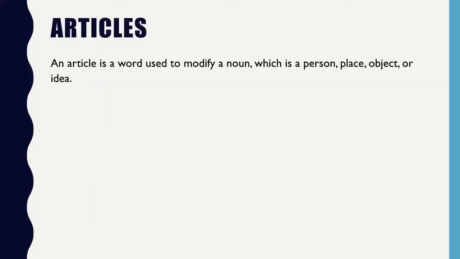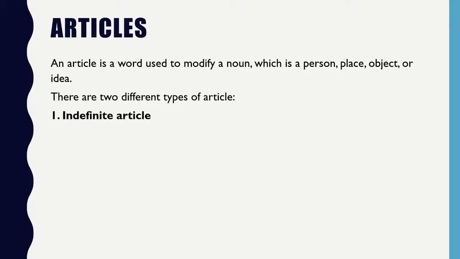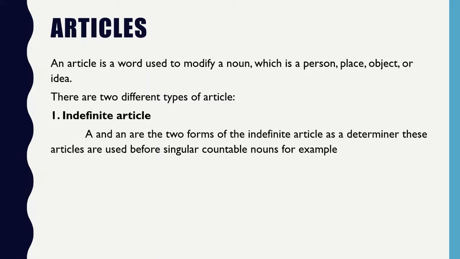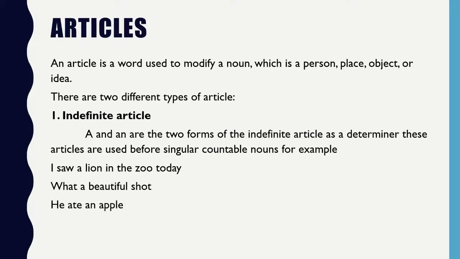Articles. An article is a word used to modify a noun, which is a person, place, object, or idea. There are two different types of article. First, the indefinite article. A and an are the two forms of the indefinite article as the determiner. These articles are used before singular countable nouns. For example, I saw a lion in the zoo today. What a beautiful shot. He ate an apple.